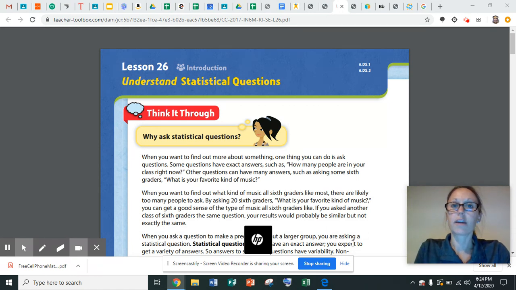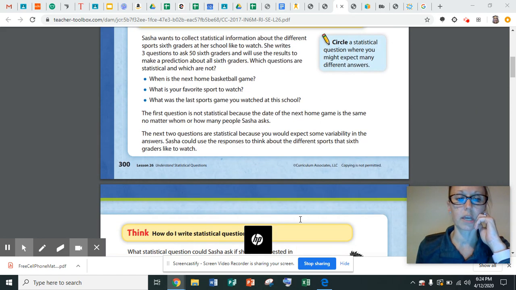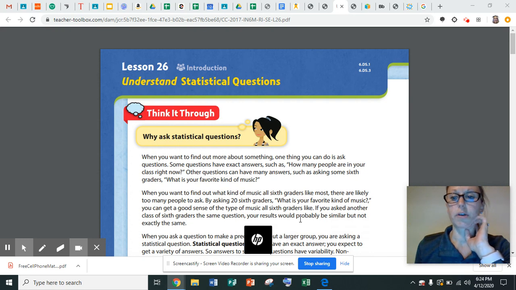And the good news is that starting this week, we are only doing e-learning on Mondays, Tuesdays, and Wednesdays. So today we're going to start a new lesson, number 26, on understanding statistical questions. So why ask statistical questions? If you'd like to follow along with me, if you have your books, you can look at page 300. But your assignment for today, you don't have to do any work inside your book. You're going to be doing it all online so you can turn it in so we can take attendance.